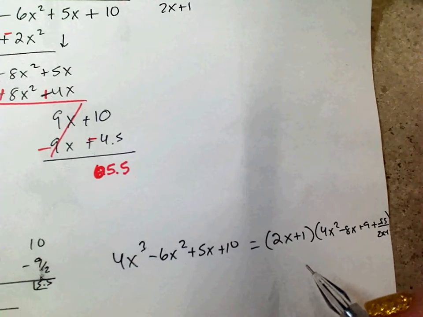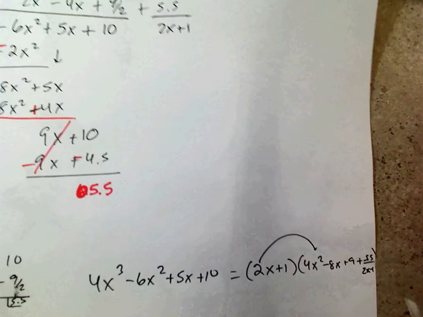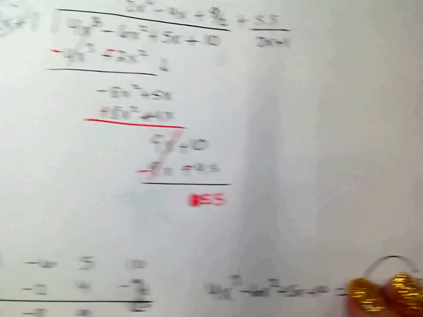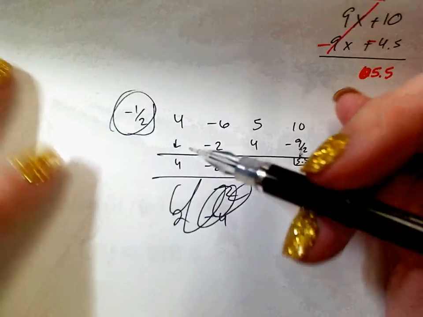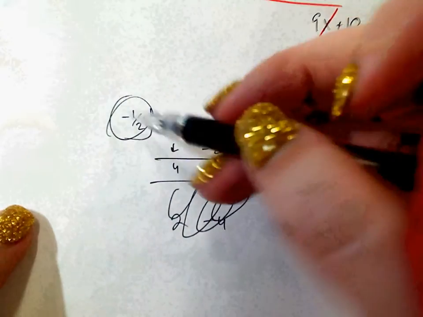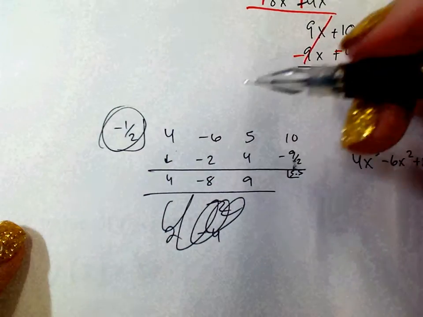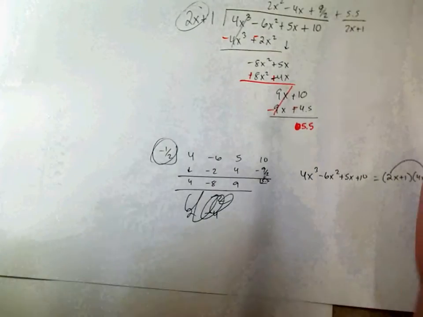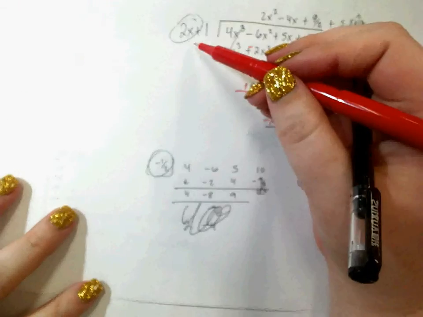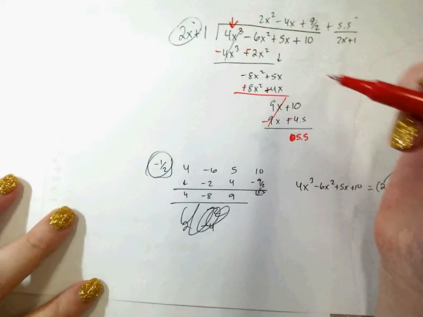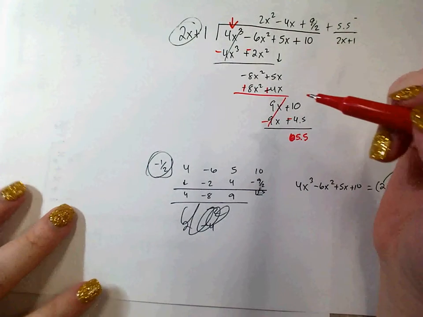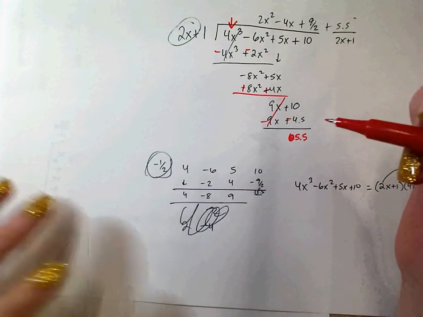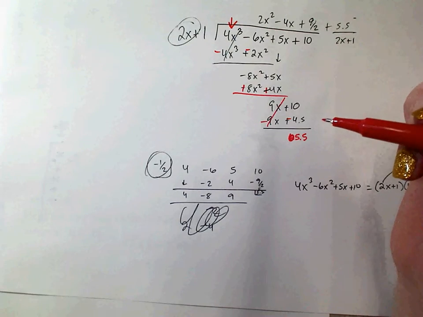Synthetic division will never lose that leading coefficient. Do you see how I just divided out 2x plus 1, the factor? I've already taken out one of the factors of 2, so I can only have one other polynomial with a leading coefficient of 2. This is saying it's 2x plus 1 times a 4x squared, right?